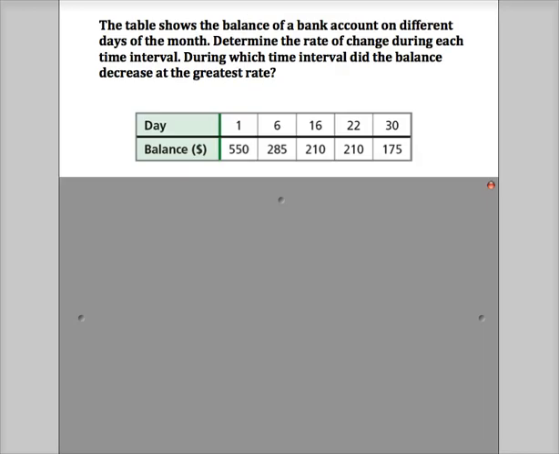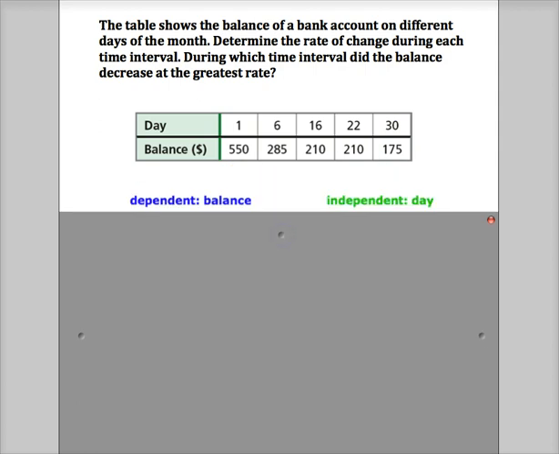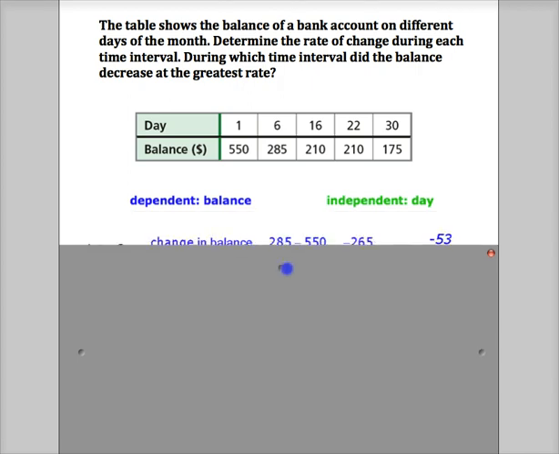So this table shows the balance of a bank account on different days of the month. The rate of change is what you're looking for, and you're looking for when the balance decreased at the greatest rate. So we can look at the days up here. They're increasing, but as you notice, the balance is decreasing. So we are going to look at two possibilities. Our independent is the day. Again, that's a time. And our balance depends on which day.